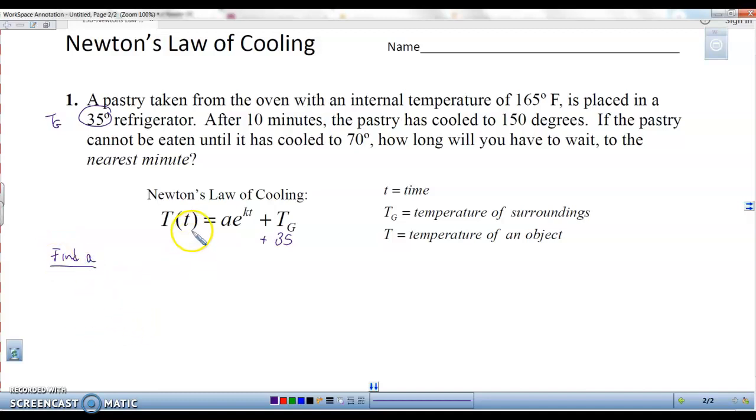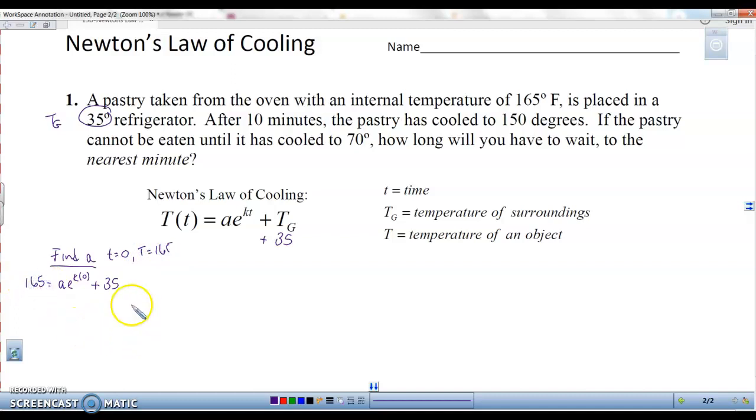The formula says T(t) = Ae^(kt) + Tg, so we know this is going to be plus 35 at the end, and we have to find A and e^(kt). Now we need to plug in a time so that we can find A. Why don't we just use 0? Because we know what the starting temperature is. If t is 0, it would be k times 0, and we know the temperature at the start is 165. So that would go over here.